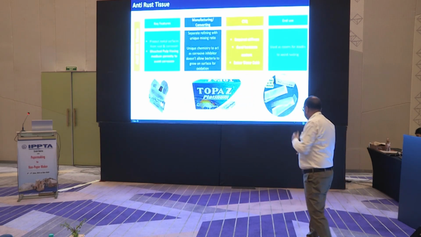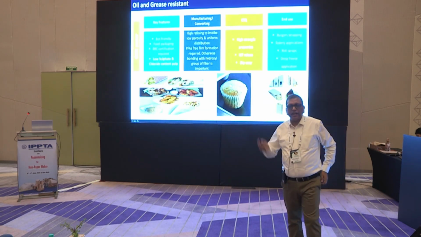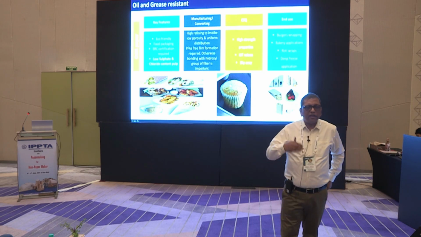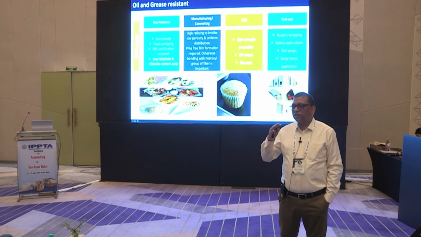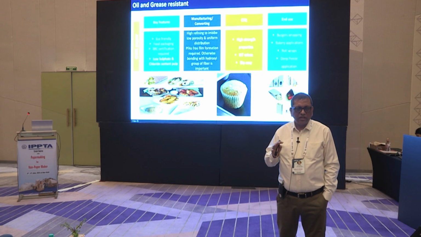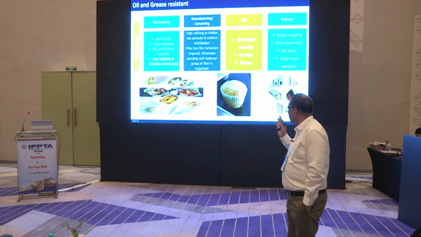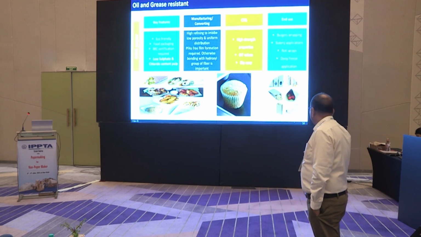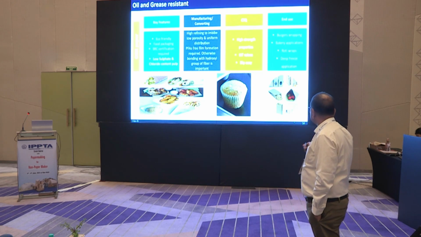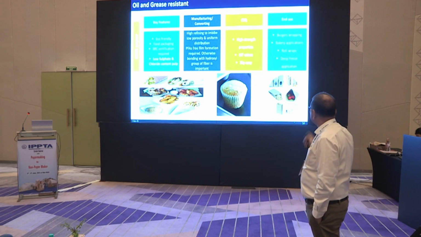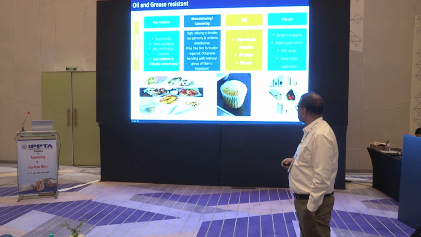So you are asking about this, this is the kit value. The higher the kit value, the higher the oil and grease resistance. So the critical property here is the kit value, and these are the applications, starting from bakery, roti, deep freeze and burger wrappings.